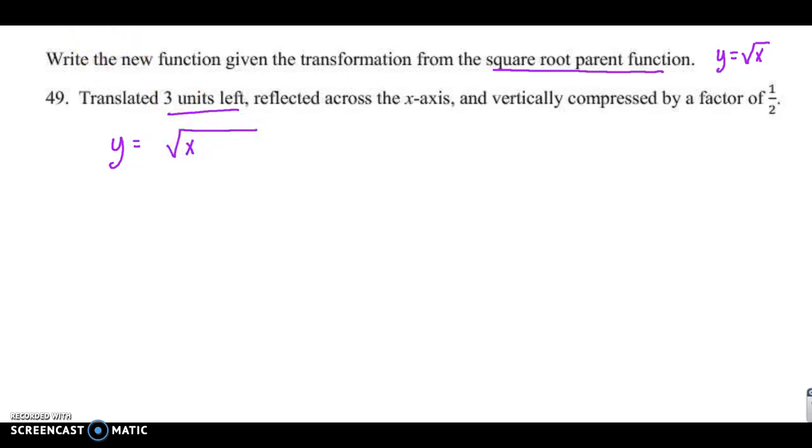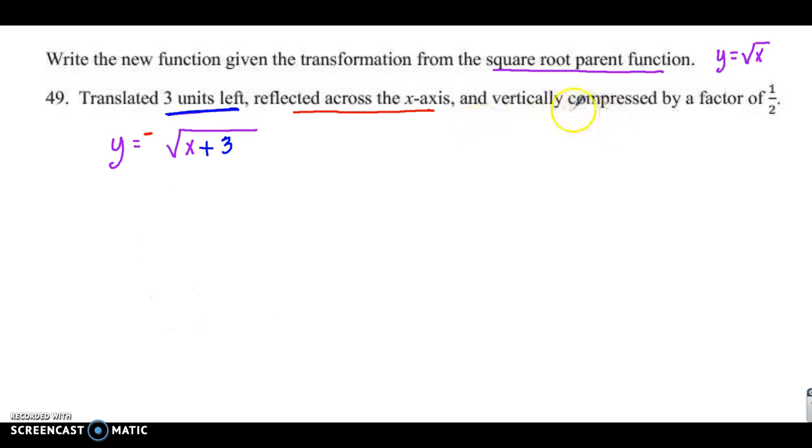So because we have this 3 units to the left, left meaning a negative direction, we know we want to put a plus because what's inside attached to it is going to be opposite of what we expect. So that would be a +3. They also tell us that it reflects over the x-axis, which remember that reflecting over the x-axis we just said means it's going to be a negative.